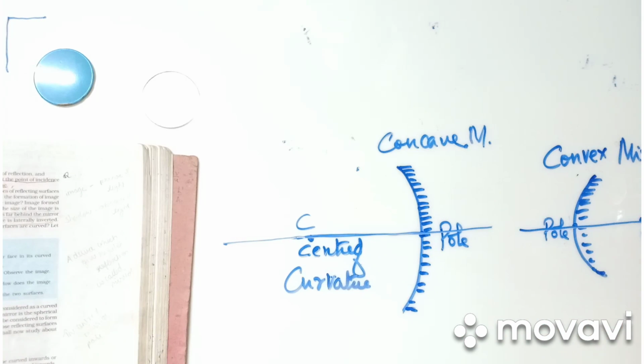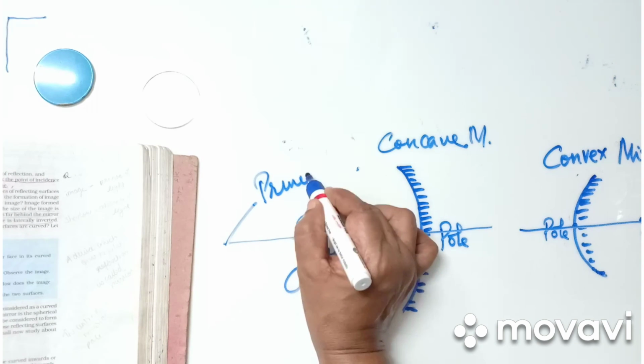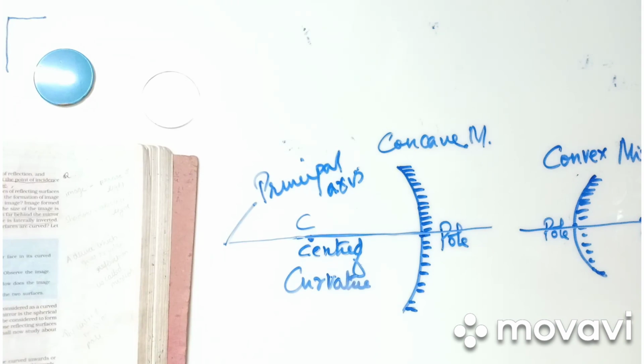Okay, if you consider this an imaginary line, you can just imagine the line. This is called the principal axis. What is it called? The principal axis. Okay, it is called the principal axis.